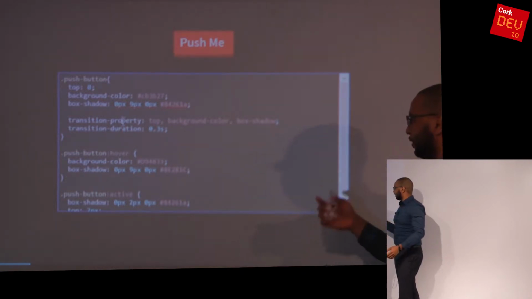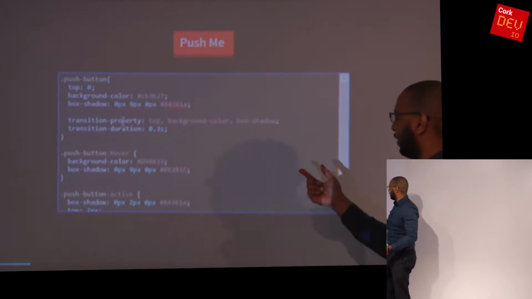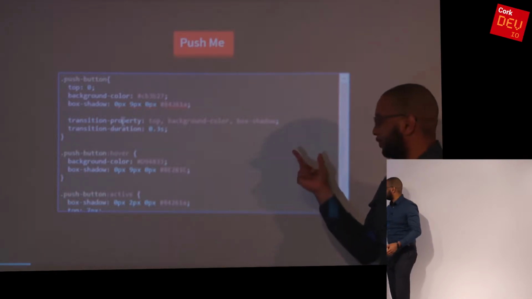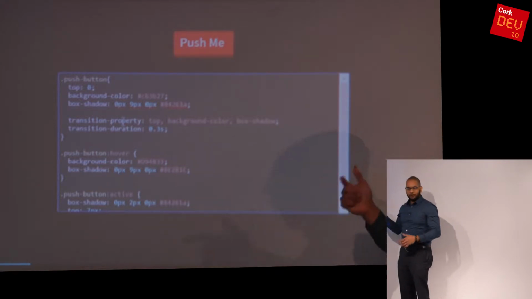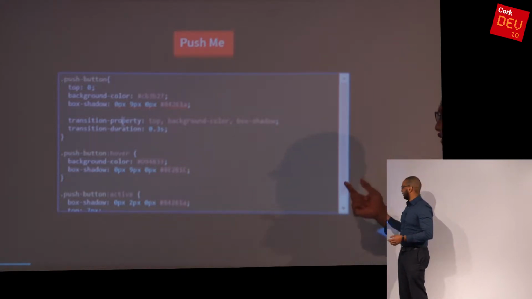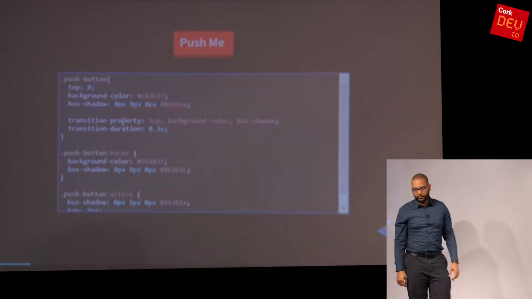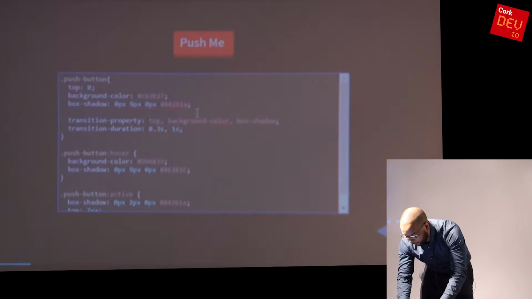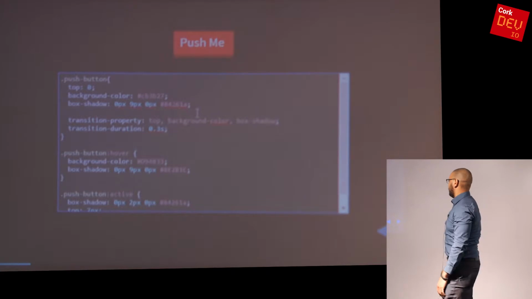And with the transition property, I can specify a number of properties. I can pass them as comma separated values, like I'm doing here: top, background color, and box shadow. Or I can just pass the keyword all, and all of the properties that I change on that element will be transitioned. The benefit of this approach is that you can come down here to the transition duration and specify a different duration for each one, like 1 second or whatever. It's going to give you more flexibility.